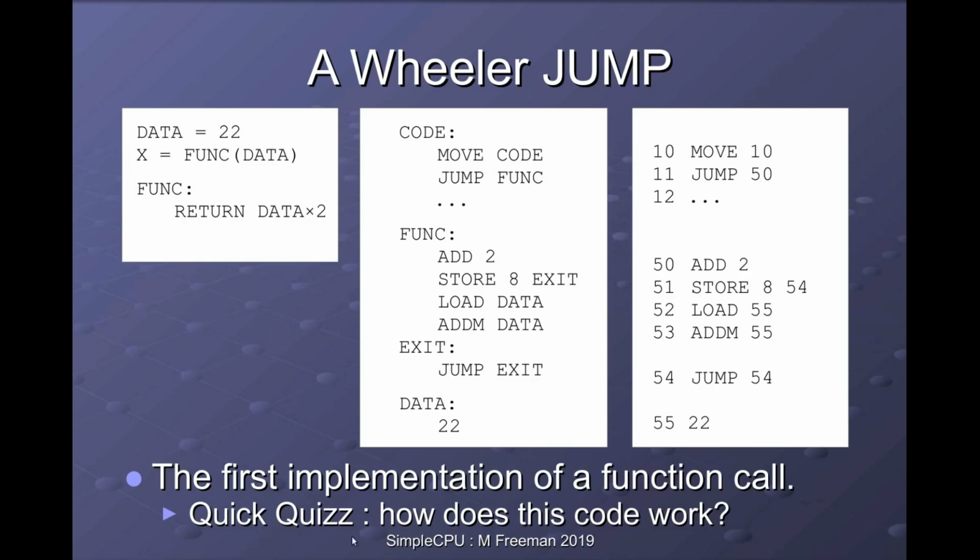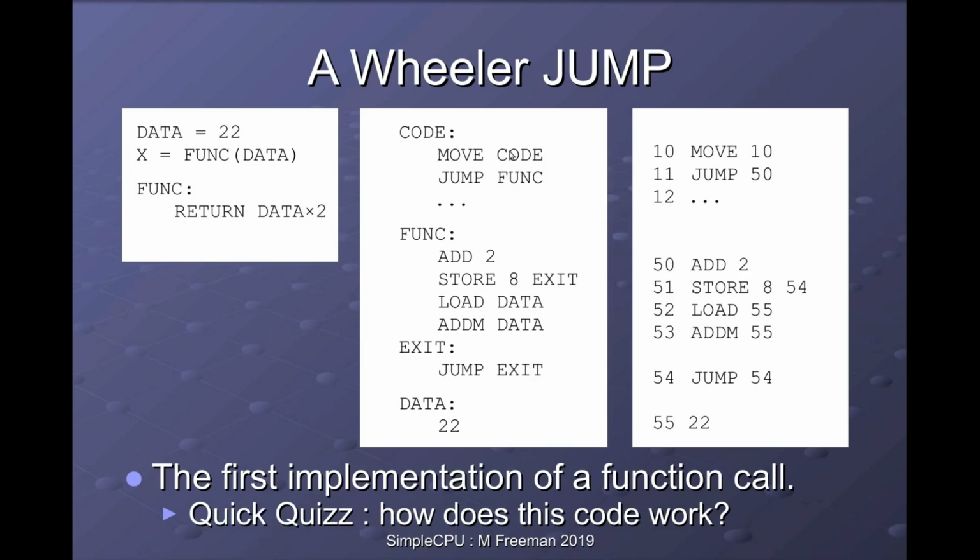Here we have our assembly language program. Remember, code, function, exit, and data, symbolic labels, were just addresses in memory. When we execute the instruction move code, normally when we execute a move instruction, we're moving data into the accumulator that we want to process. But here we're actually moving the address of the instruction into the accumulator. So move code moves the value 10, because that's the address that is stored in this example, into the accumulator. And then we jump to our function, which is at address 50, and that's fixed, obviously.